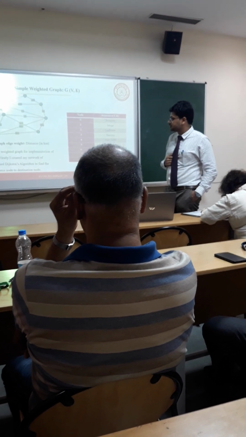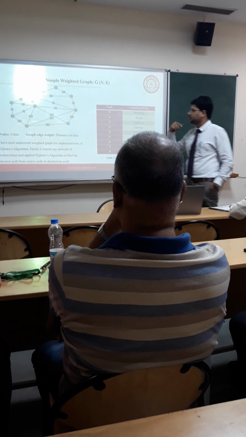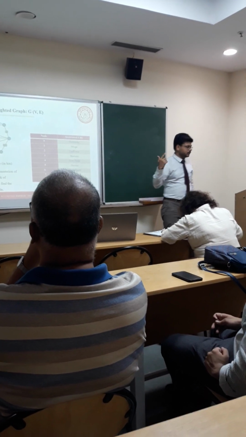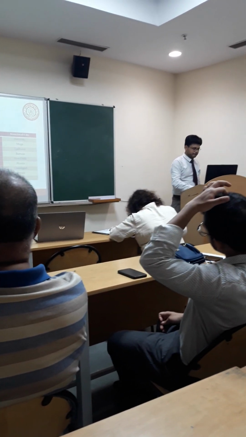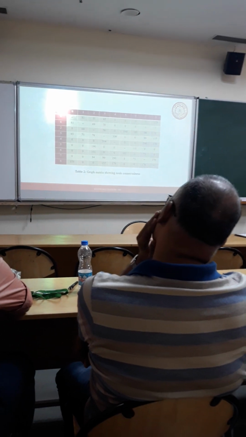I have based my investigation on traveling from Bathinda to Chandigarh, from node 0 to node 6. We have to find the optimal paths. It is a weighted graph, you can see, and this is the graph matrix showing the node connectedness. You can see how the nodes are connected.